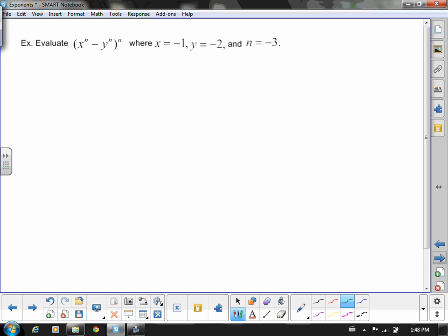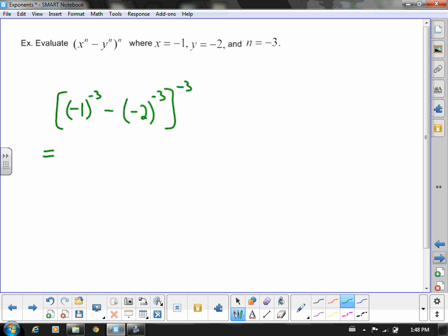Okay, so evaluate. This is where we're going to substitute in. It's giving us values for x, y, and n. So x is negative 1. So I have negative 1 to the power of negative 3 minus y, which is negative 2, again to the power of negative 3. They're all inside of a bracket to another value of n that's negative 3.